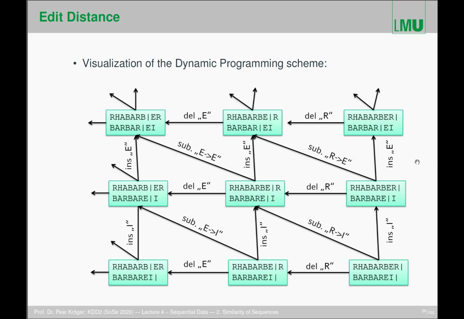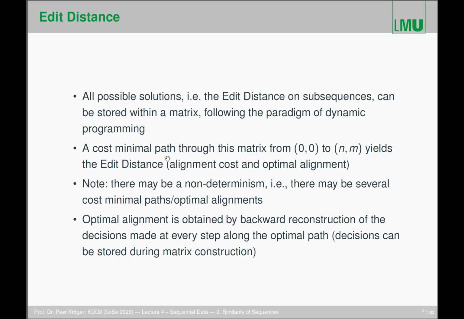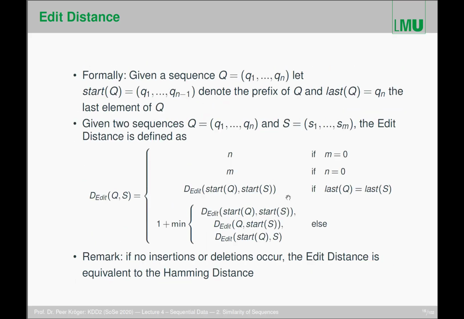optimal alignment and determines the costs of this optimal path, which is basically the value of the edit distance. So a cost minimal path through this matrix from 0,0 to nm or vice versa yields the edit distance because it's the alignment costs of this optimal alignment. You have to be clear that this optimal alignment is not deterministic, so there may be non-determinism because we may have more than one cost minimal path, more than one optimal alignment.